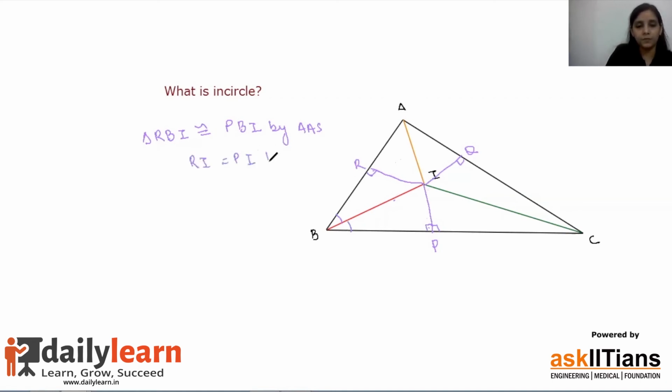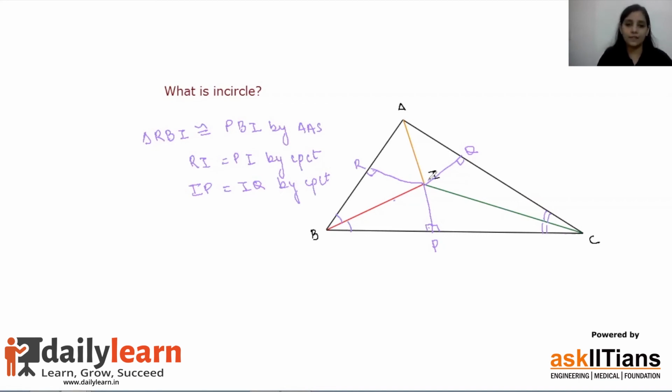Similarly, if you take triangles IQC and IPC, you can see that they are again congruent by angle-side-angle. CI is the common side, and the angles are equal. So from the corresponding parts by CPCT, we see that IP is equal to what? IQ by CPCT. So we see that RI is equal to PI is equal to IQ.